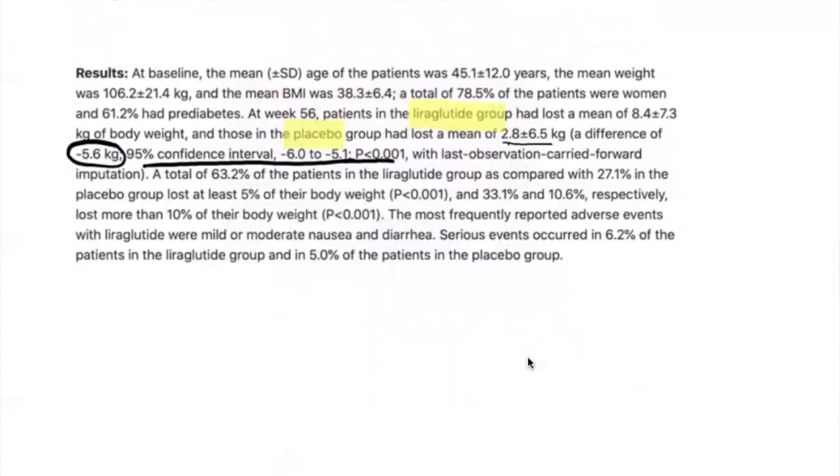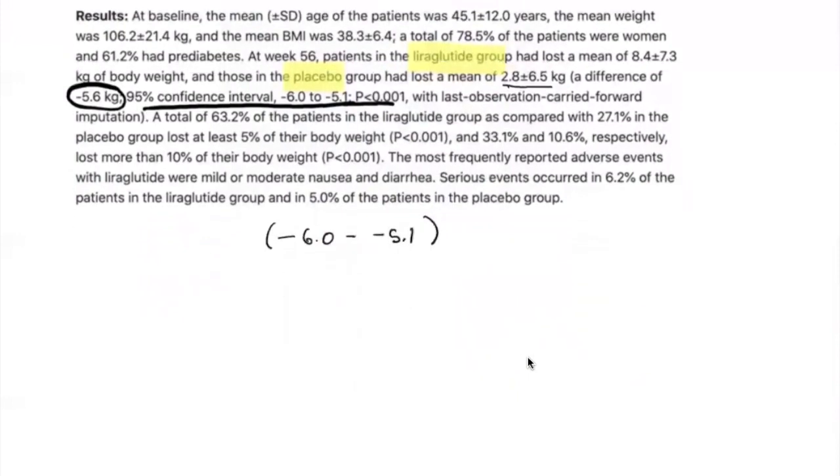So the confidence interval here is negative 6.0 to negative 5.1. And you'll always see a confidence interval with two numbers, and it'll be a range. So in this case, negative 6.0 would be the best case scenario, that the difference between the liraglutide group and the placebo group was negative 6 kilograms. And the worst case scenario, which is negative 5.1, that the difference between the liraglutide group and the placebo group was only negative 5.1. So this, again, would be our best case scenario, and this would be our worst case scenario.